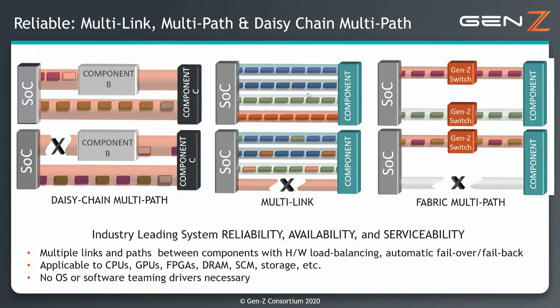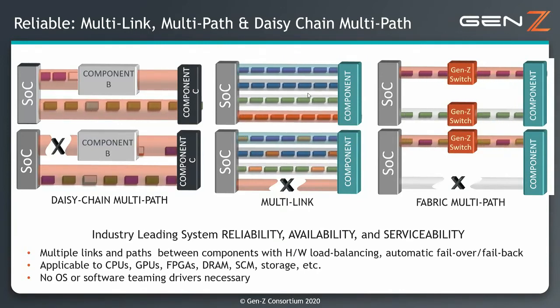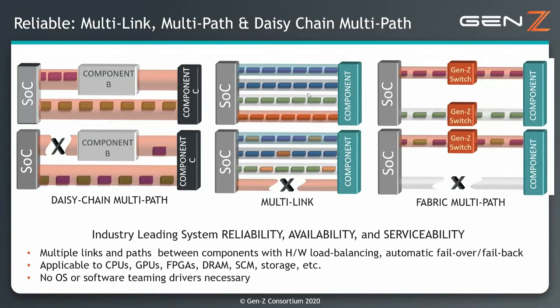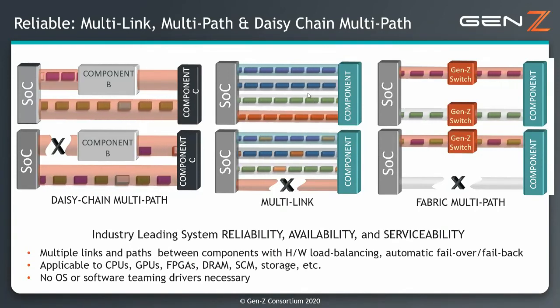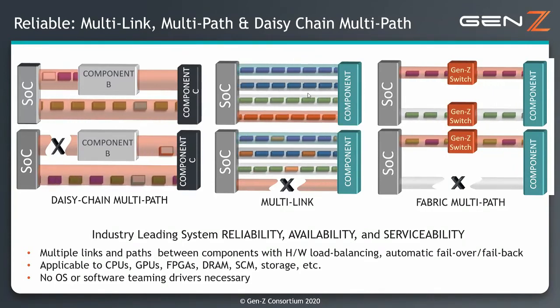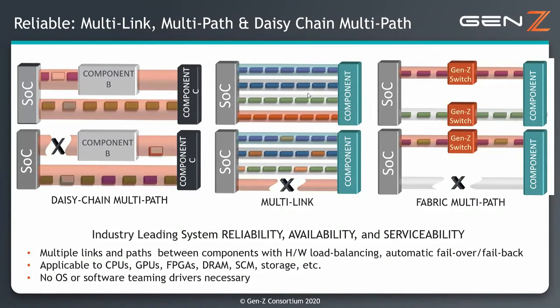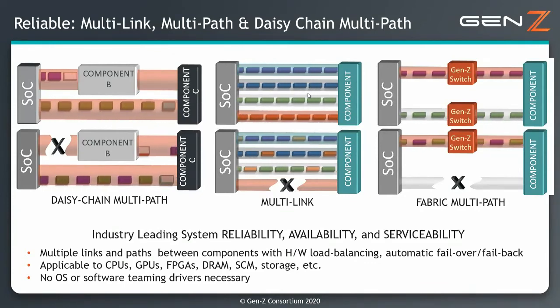The middle diagram is the multi-link, multi-lane communication between the SoC and the component. The X there indicates that one of the lanes has been broken, some defect, and the Gen Z communication remaps the communication onto the remaining lanes. The third diagram on the right shows multipath, where the SoC and component both have two ports feeding two separate Gen Z switches. The lower one illustrates the failure of a switch or something else in the lower link. The traffic is rerouted to the remaining path.